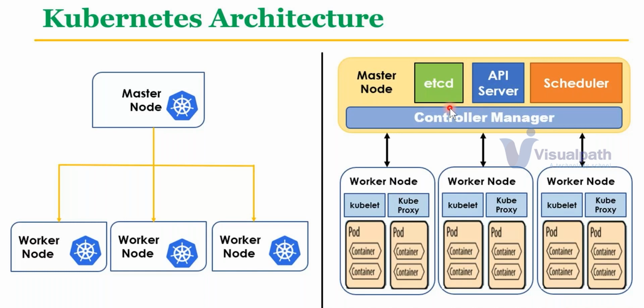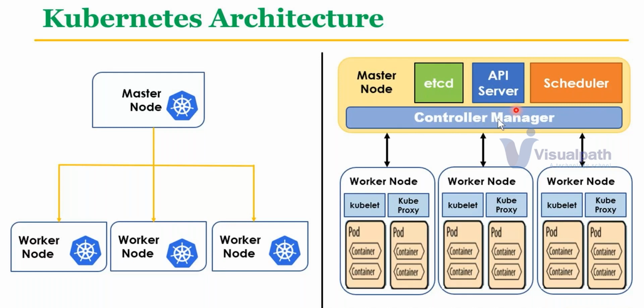etcd is an inbuilt database where all configuration will be stored. It will keep a record for each and every worker node. All the information is here: what is the IP address of worker node 1, worker node 2, worker node 3? Everything you will find in etcd. So the API server will be using that database. The API server is the main pilot, the main guy who will be doing all the day-to-day tasks, and these are the sub-components who will be helping him.